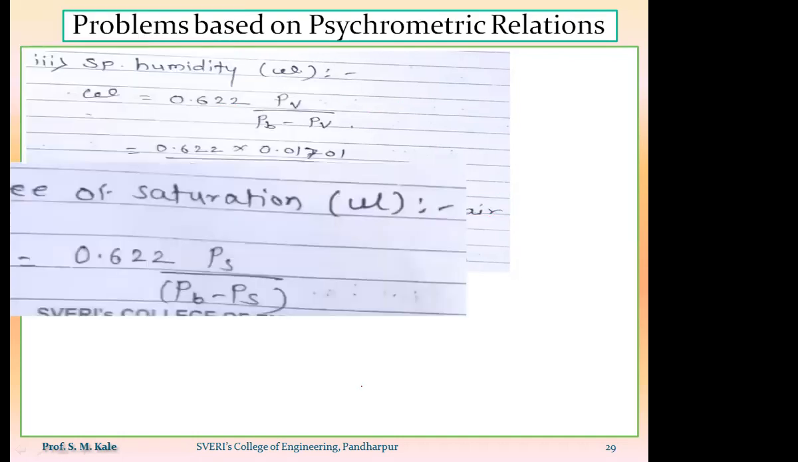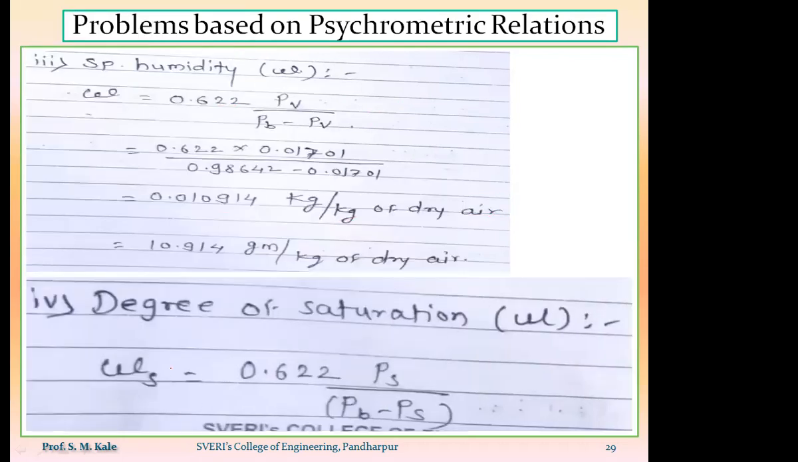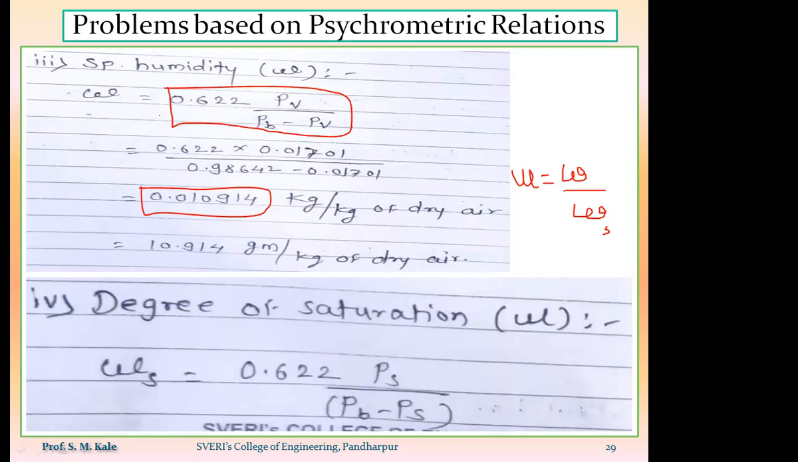Then after that I have to find out the value of degree of saturation, that is nothing but the value of mu. As we know, mu is nothing but W upon WS. That means specific humidity of moist air divided by specific humidity of saturated air. Out of that, the value of W, the specific humidity of moist air, we have calculated by using this formula.